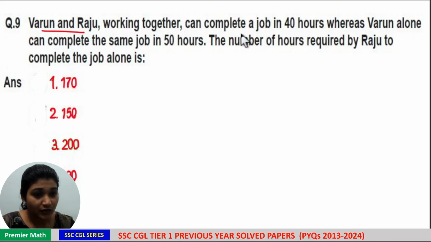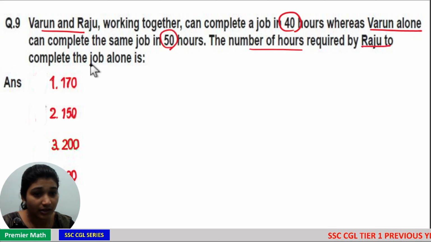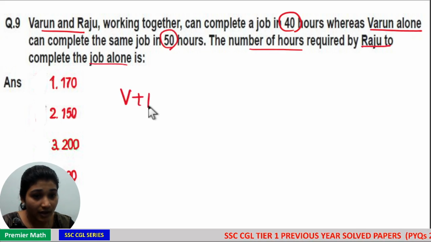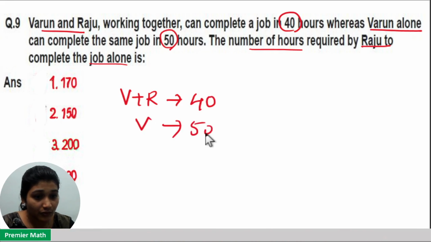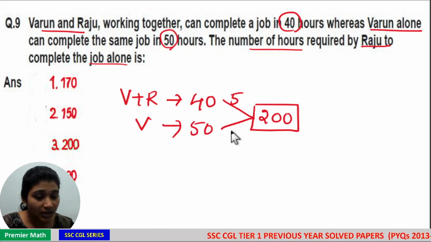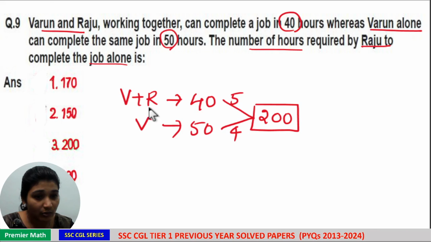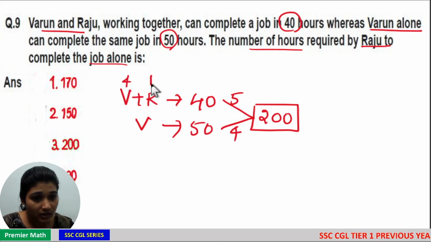Varun and Raju working together can complete a job in 40 hours, whereas Varun alone can complete the same job in 50 hours. The number of hours required by Raju to complete the job alone is asked. Here, Varun and Raju together complete the job in 40 hours, and Varun alone completes it in 50 hours. Both are doing the same job, so take the LCM of 40 and 50, which is 200. So total work is 200 units. Here 40 goes 5 times in 200 and 50 goes 4 times in 200. That is, Varun plus Raju efficiency is 5 units and Varun efficiency is 4 units. If Varun's efficiency is 4 units, Raju's efficiency is 1 unit.